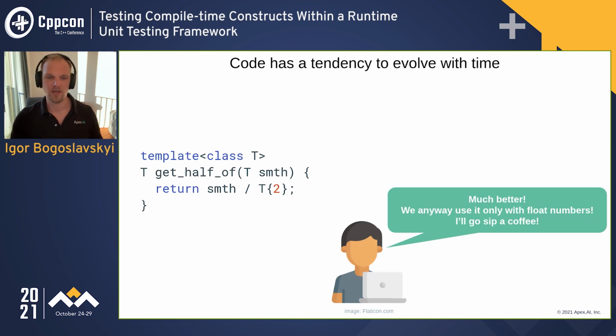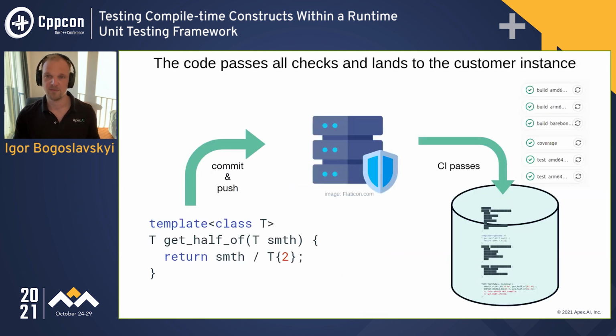So they rewrite the code, and now it just accepts any template, for example. They're happy with themselves. They're sure that nothing is broken because we only use it with float numbers in our code base. They go sip the coffee and feel a bit better about themselves, leaving the system to validate if their test is correct. So they commit it, they push it, it goes to the CI server.